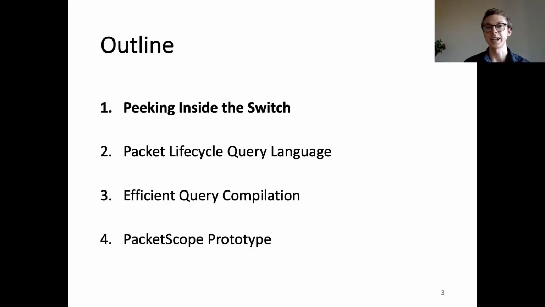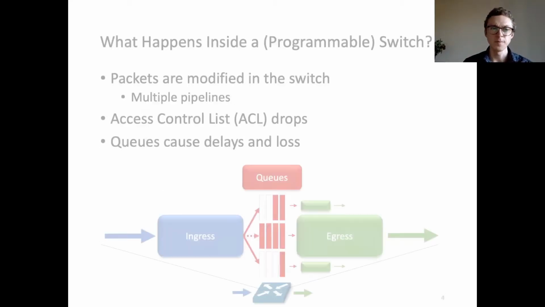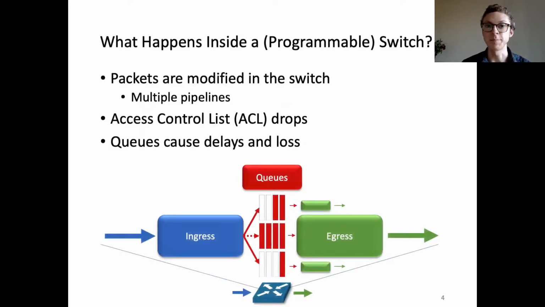So let me start by talking about why we want to peek into the insides of a switch. Modern switches, and especially programmable switches, are becoming complex devices that perform multiple types of processing on packets. For example, packets may have their header fields modified as they move through the switch. TTL values may get decremented, flags may be set, and even addresses and other fields may change. And this processing may occur in multiple pipelines, such as ingress and egress pipelines.